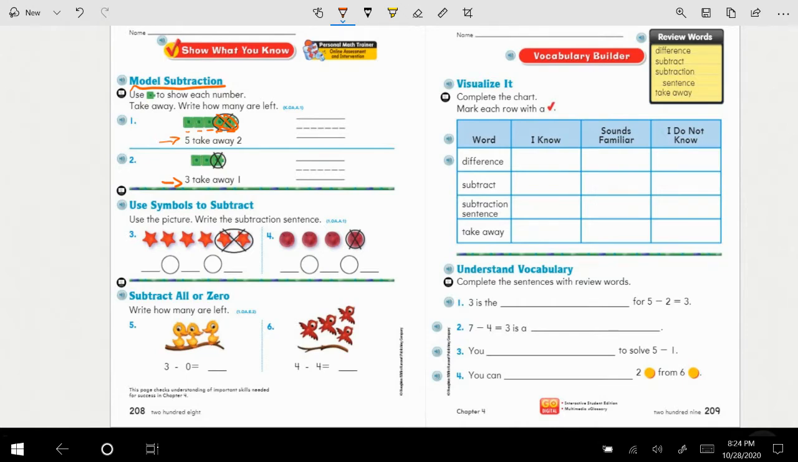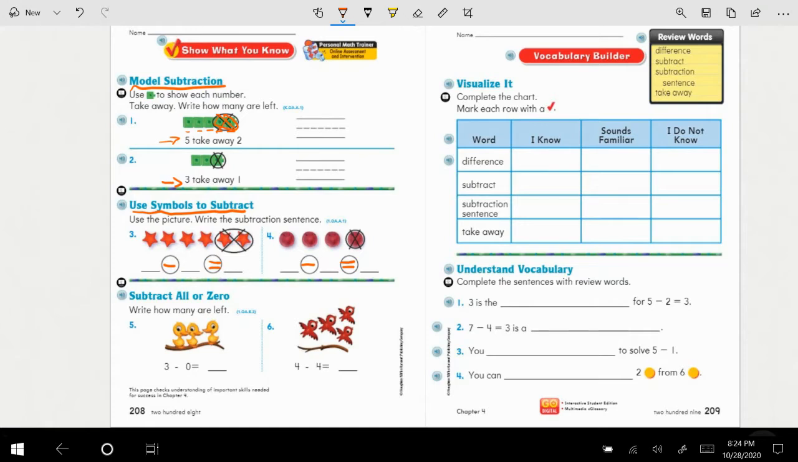Okay, number 3 and 4 is under the topic use symbols to subtract. So we are going to be using our symbols. What symbols do we need when we are doing subtraction? We need the minus symbol. So I'm going to put the symbols in the circles. So we'll need a minus symbol, and we'll need the equals symbol when we find the difference between the numbers.